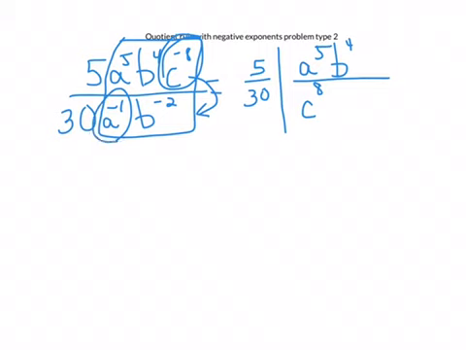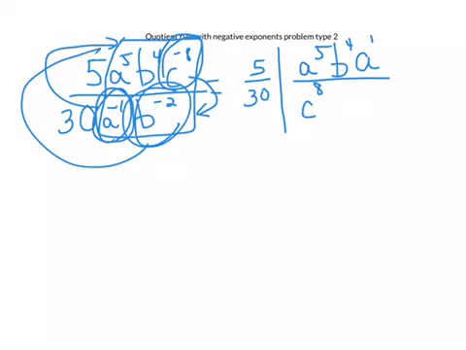This a to the negative 1 in the bottom has a negative exponent. It has to come upstairs, and it turns into a positive 1 now. This b to the negative 2 on the bottom, because it has a negative 2 exponent, also has to come upstairs. All right, so my first step was separating out the numbers from the letters, and then anything with a negative exponent got moved to the other part of the fraction.